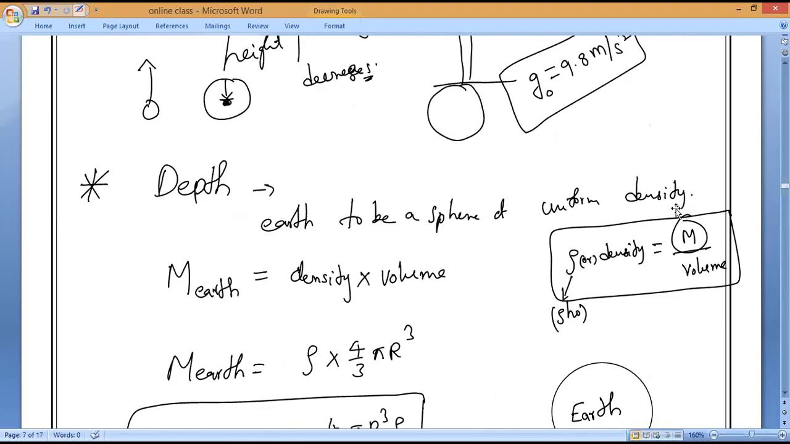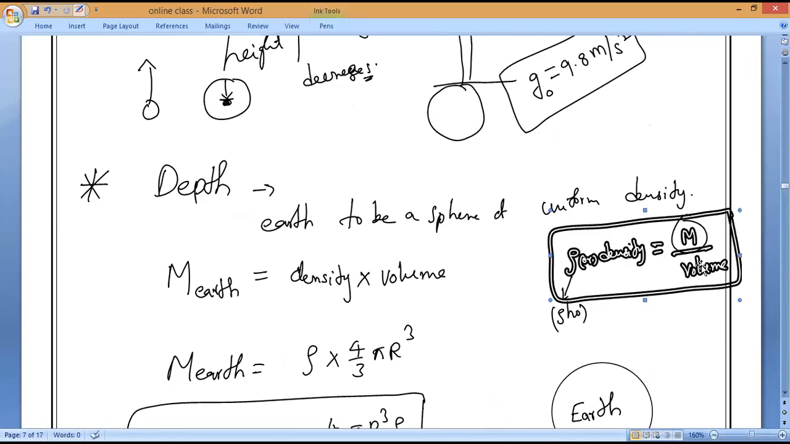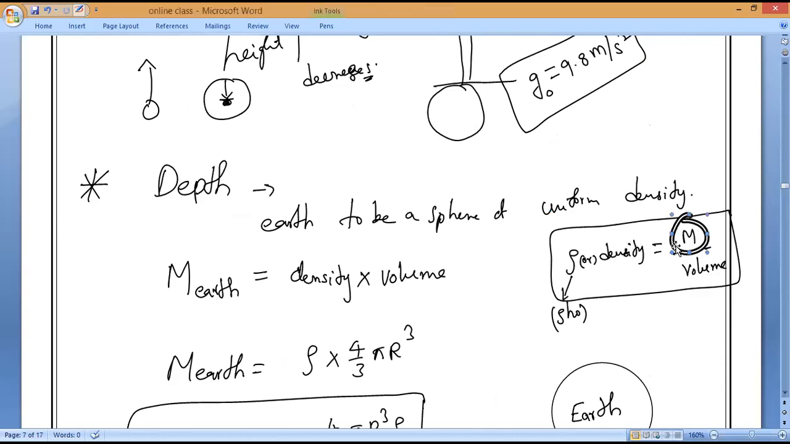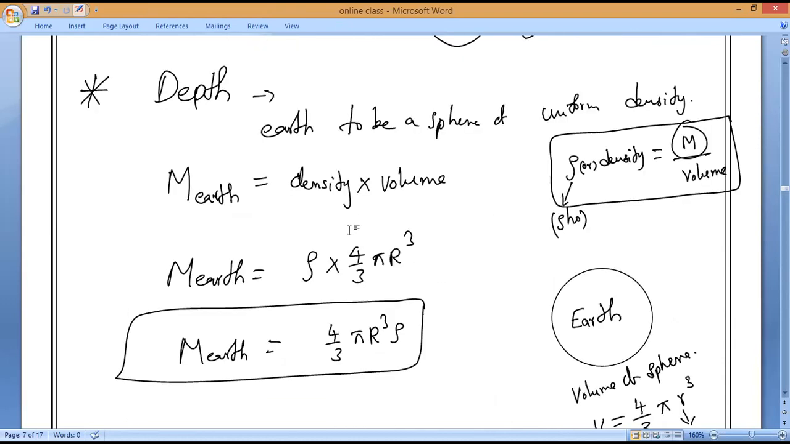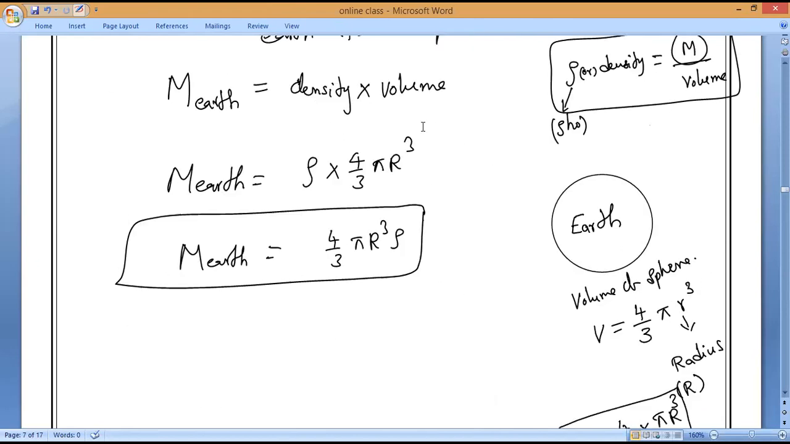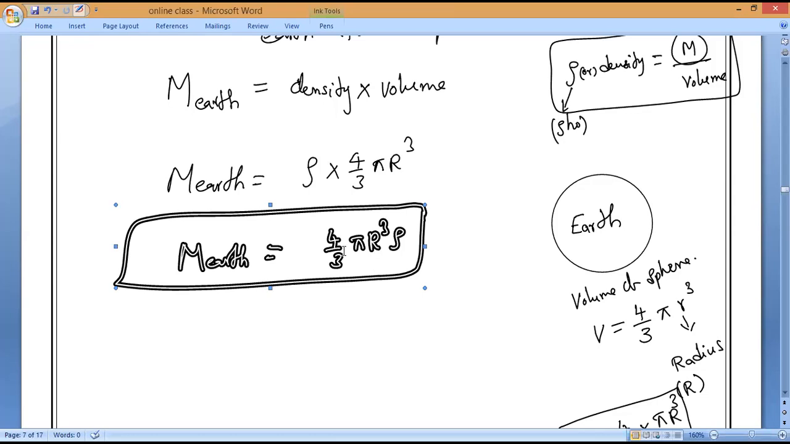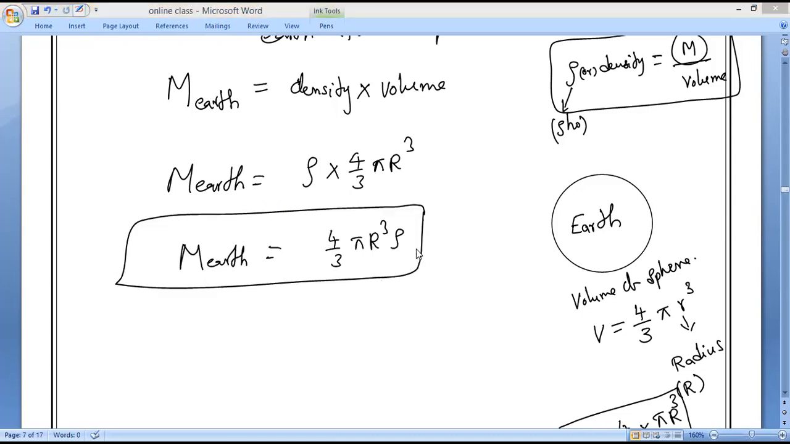Take the earth to be a sphere of uniform density. Density is equal to, what is the formula we know? Mass by volume. So from that, mass is equal to density into volume. Now, the density symbol is rho and the volume of a sphere is 4 by 3 pi r cube. So the mass of the earth is equal to 4 by 3 pi r cube into the density of the earth. Is it okay, guys? Yes or no?